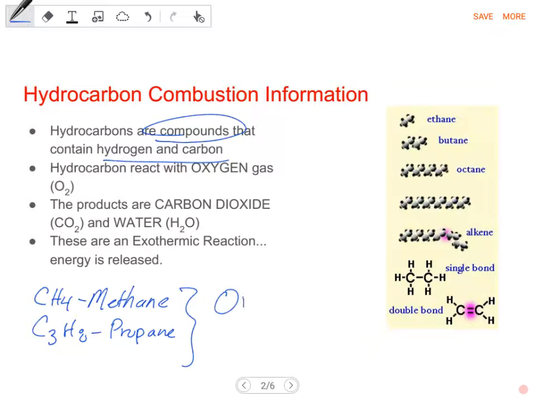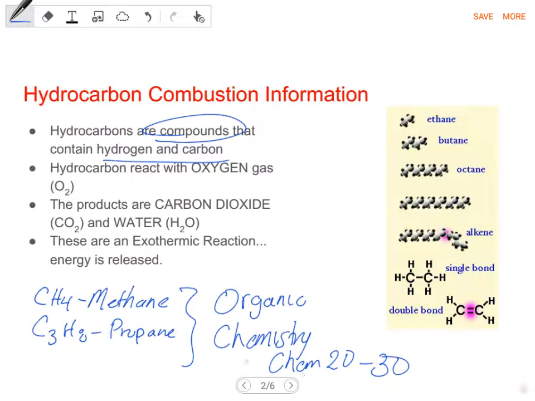You're going to see these again a lot in organic chemistry. Organic chemistry is something that you likely will not see until, I believe, Chem 20 now. It might be a little bit in Chem 30, but you will come back to these quite a bit. Anyway, we're going to move on to the general format of these reactions.